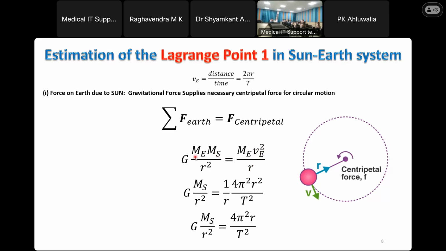On the other side, we have the mass of Earth and the mass of Sun: the gravitational constant G times M e into M s upon r square. So here we can eliminate the mass of Earth. It is identical on both sides.